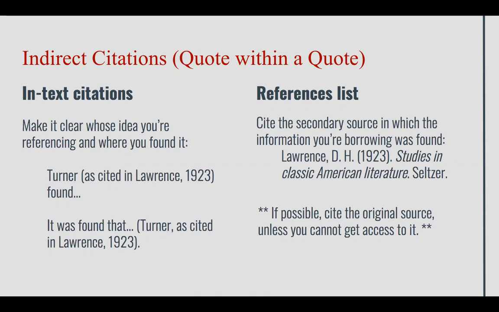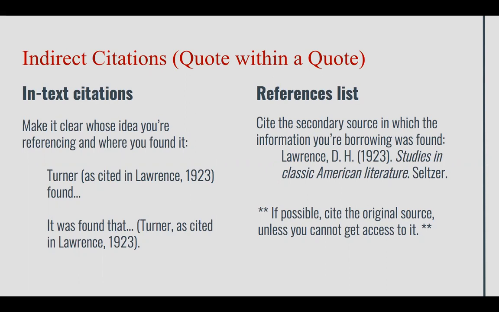So the general advice for this scenario, if you want to cite a source that is referenced in the source that you're actually accessing, is to go and find the original source if at all possible. If you can get access to the source that you want to cite that you found within another source, go and find the original one. Sometimes you won't be able to do that, so this slide shows you how to handle it if you can't get to the original source, but if you can, that's what's recommended by APA.